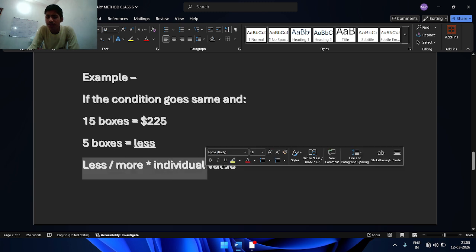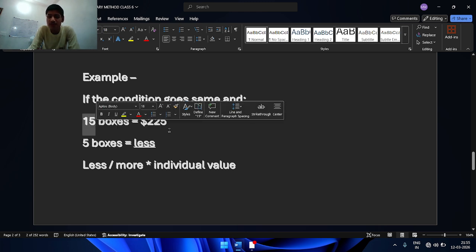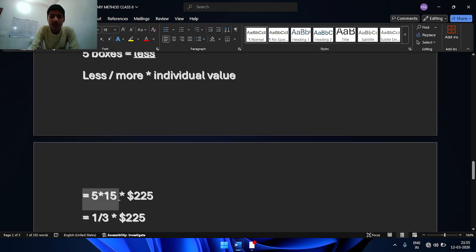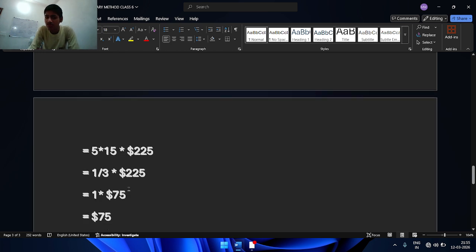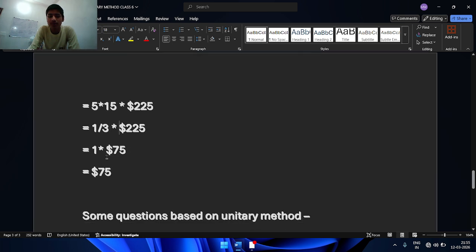So the formula becomes less by more into individual value. So here 5 boxes is less and 15 boxes is more. So 5 by 15 into $225. If you calculate further, 5 times 3 is 15. So 1 by 3 into $225. So if you divide 225 by 3, then it will be $75.